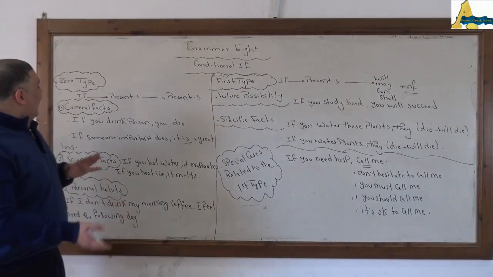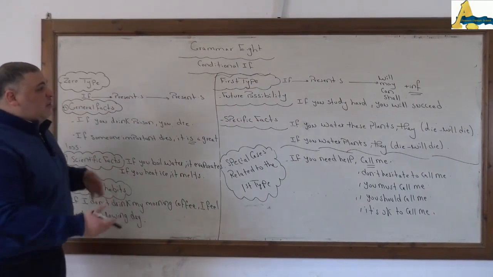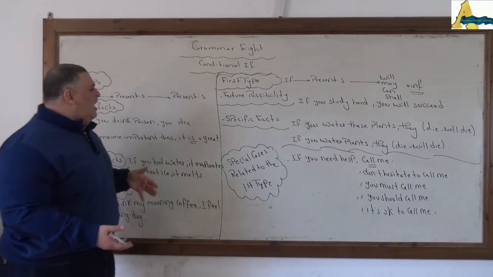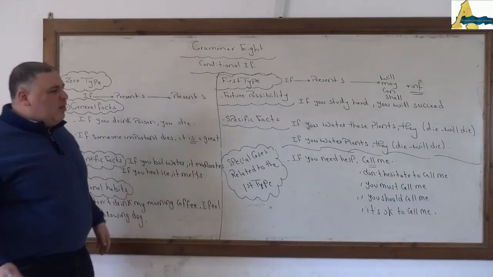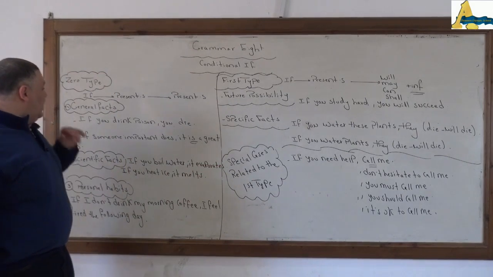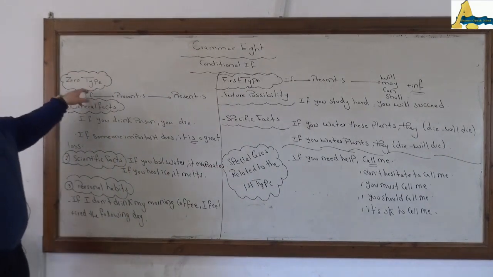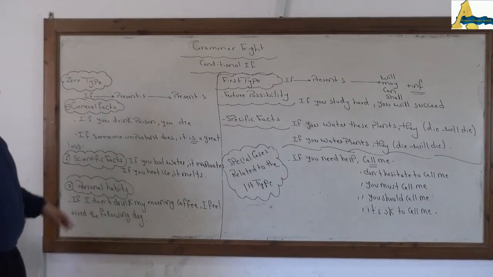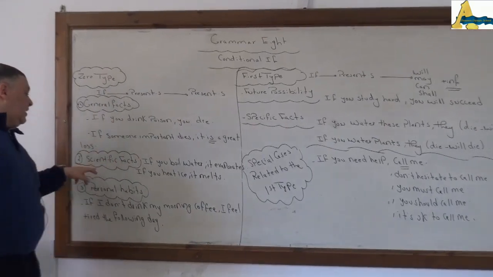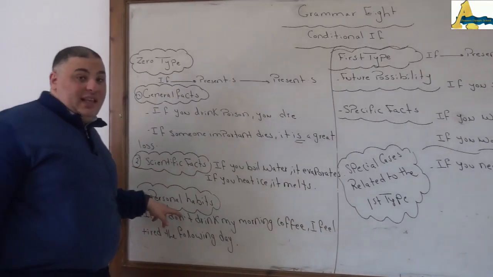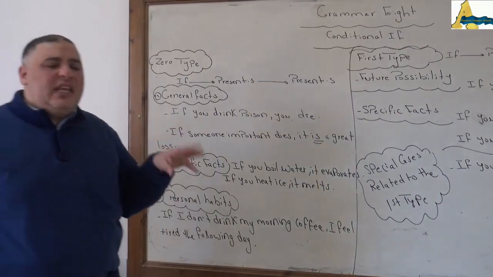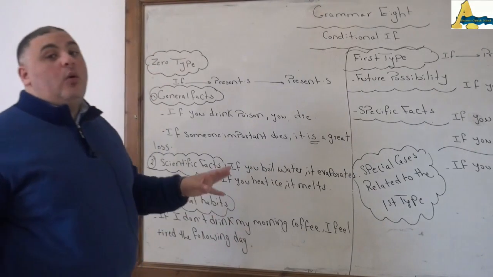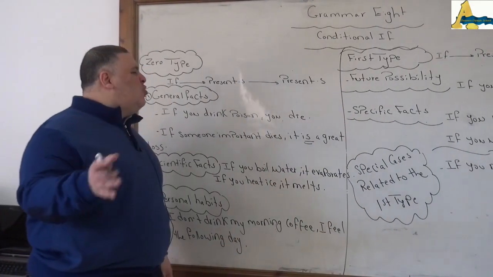When I got into the difference between the 0 and first type, because some people say if this is in the present and this is in the present, why don't we use one of them and forget about the other? But let's say, for example, that if I'm talking about the zero type, it's going to be as follows: general facts, scientific facts, and personal habits. What do I mean by general facts? Anything that happens in our life or our world, but it's 100% sure to be done.